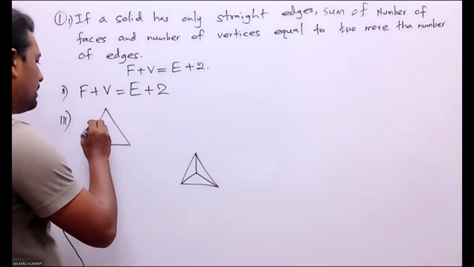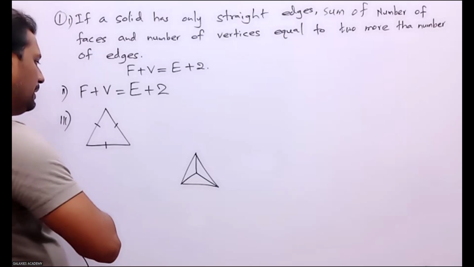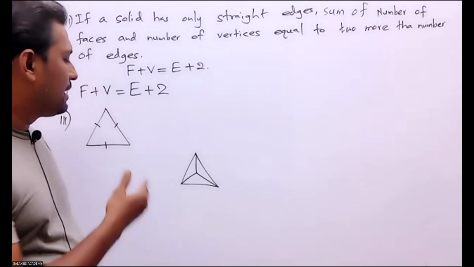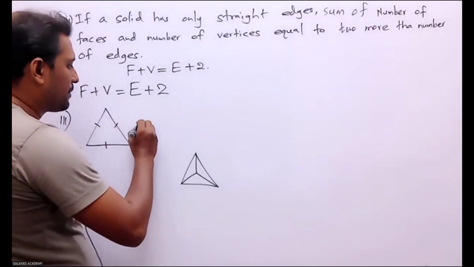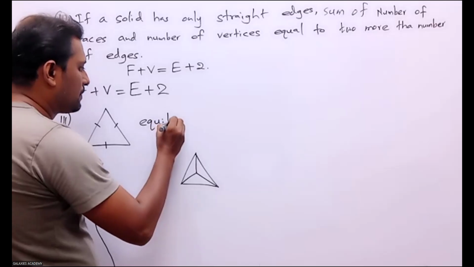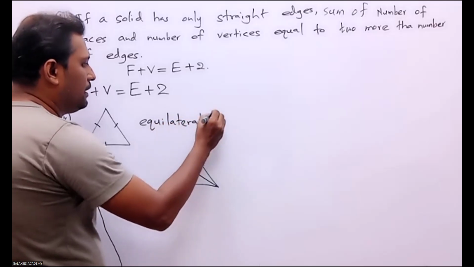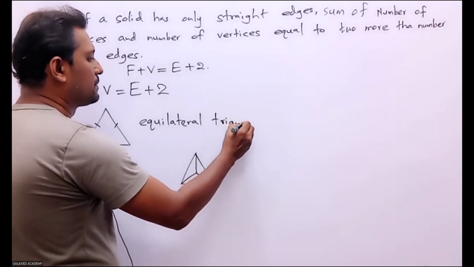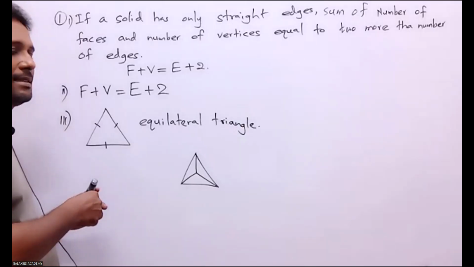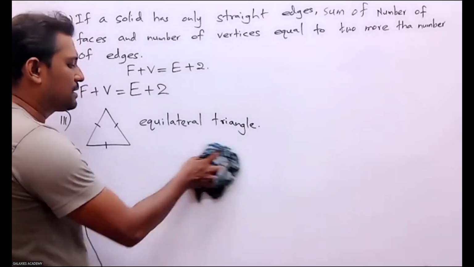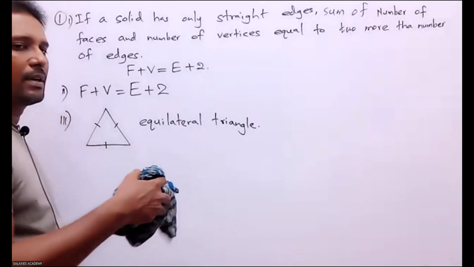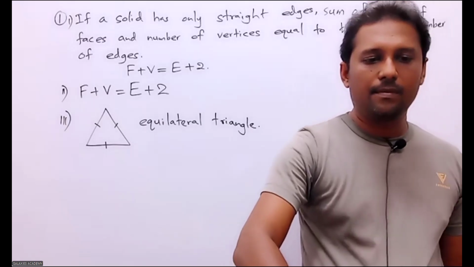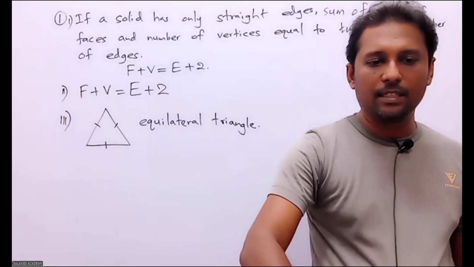Also, regular means these three sides are equal. This is the diagram. Then also you have to write the name of it. What's the name of this one? Equilateral triangle. Right? It is the shape of a face of a regular tetrahedron. Right? It is the third part.